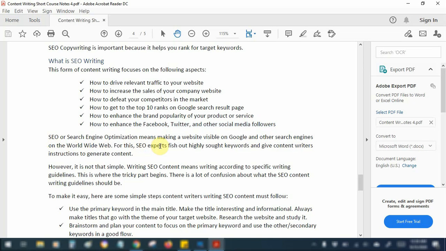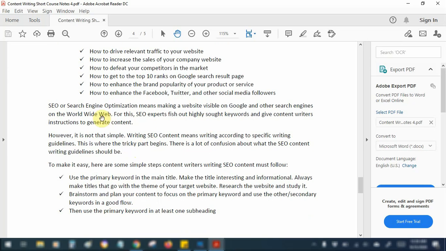SEO, or search engine optimization, means making a website visible on Google and other search engines. I've explained that already. However, it is not that simple. Yes, it takes a lot of time. It is not easy. And as a copywriter or as a content writer, this is not your responsibility.